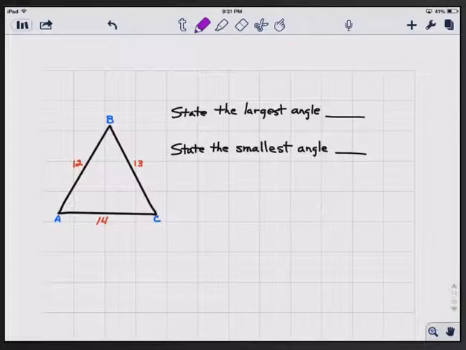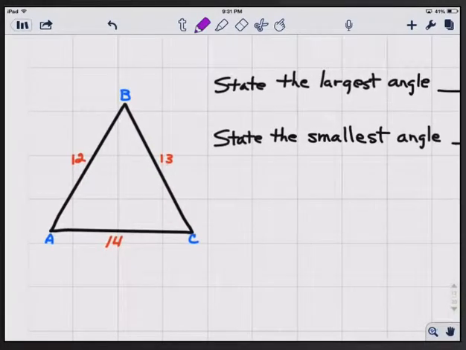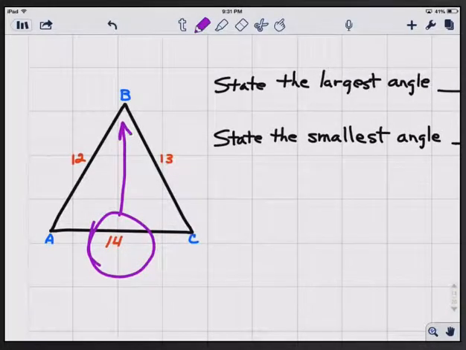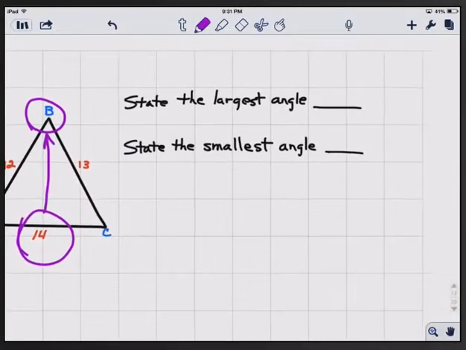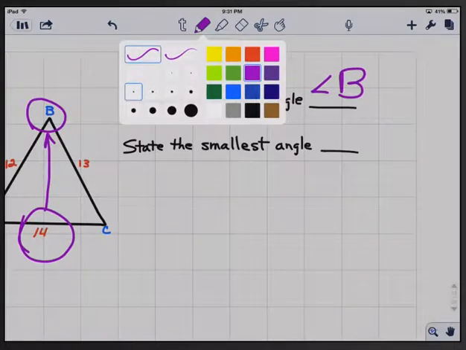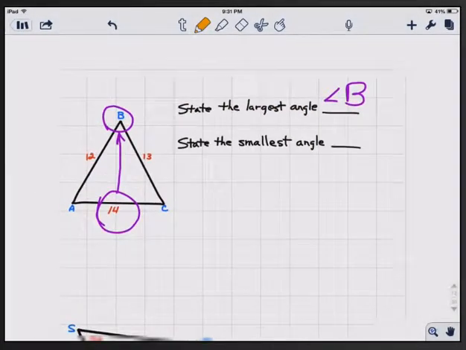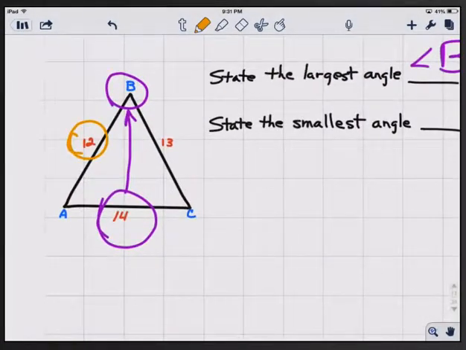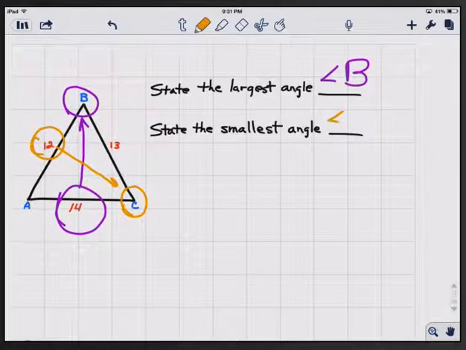So in this case, if we have three unequal lengths, 12, 13, and 14, the largest angle is going to be opposite the longest side. So obviously 14 is the longest side, so we go across the triangle, and angle B therefore is the largest angle. If we find the shortest side, which in this case is the 12, and we go across the triangle, we're pointing at angle C, so angle C has to be the smallest angle.